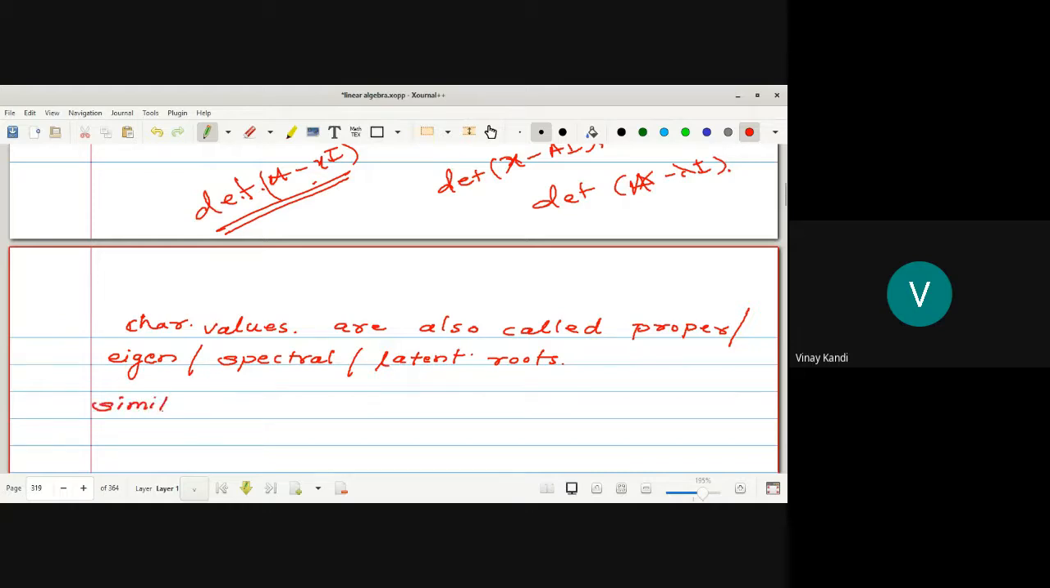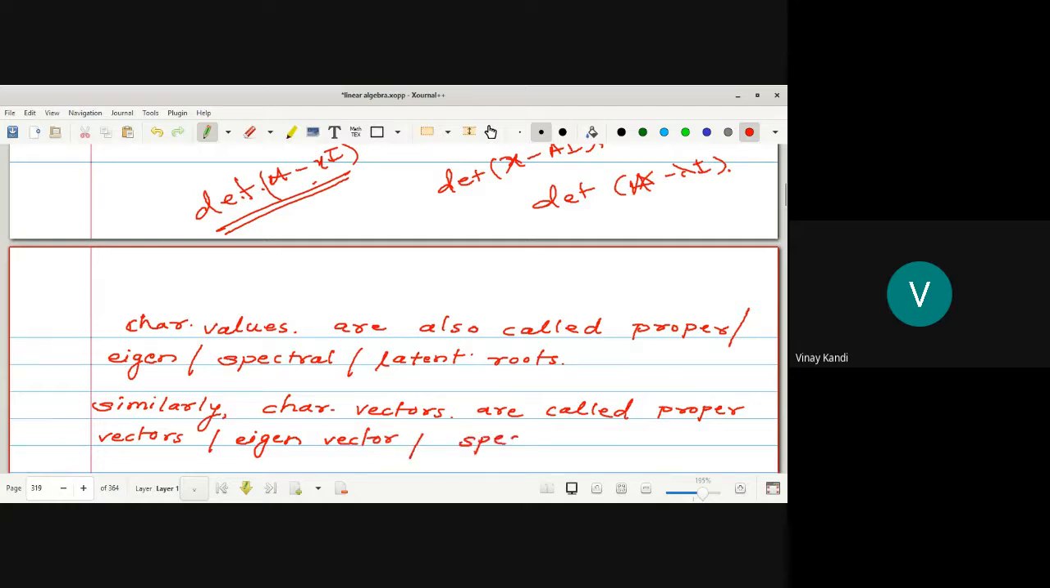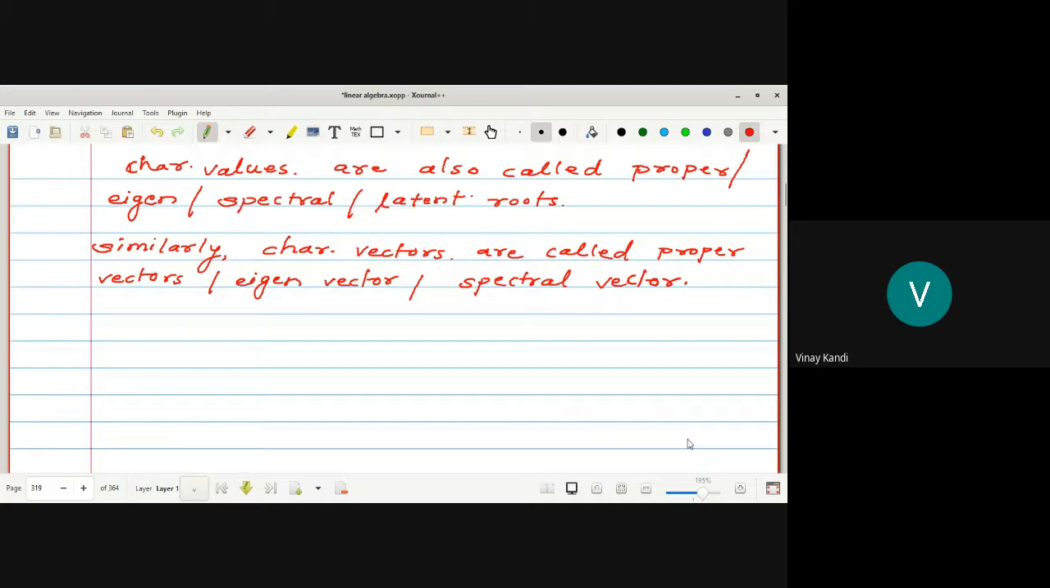Similarly, the characteristic vectors are also called proper vectors, eigenvectors, or spectral vectors. And the set of all the characteristic values of T is called the spectrum of T.